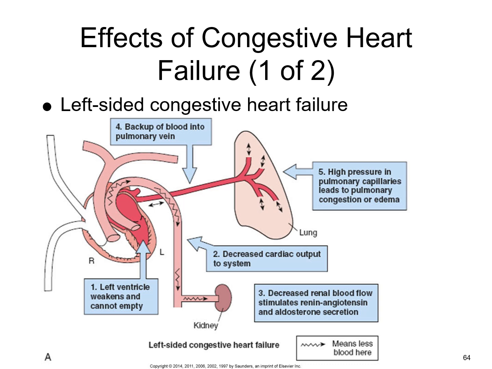So if we look at this slide here, you see the left ventricle is weak and it's not able to completely empty. Okay, that causes a decrease in cardiac output out to the body. It also causes a decrease in the blood flow to the kidneys, and that is going to stimulate the release of the renin, angiotensin, aldosterone system.